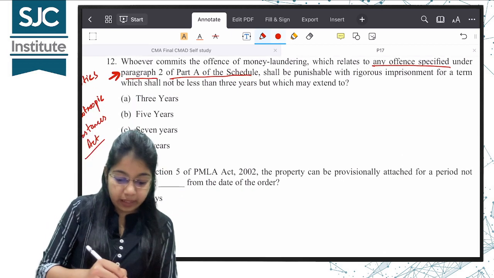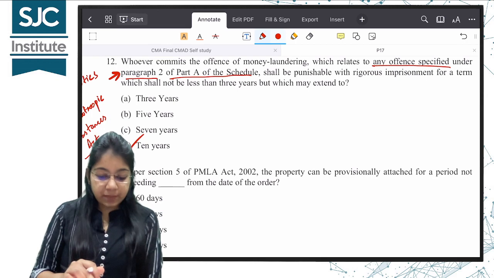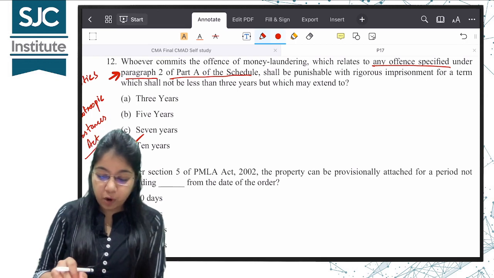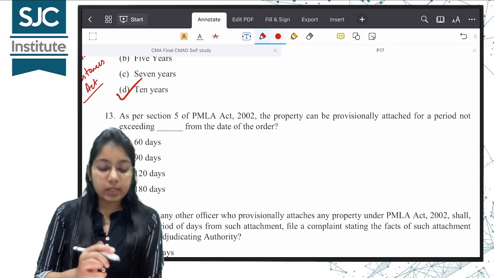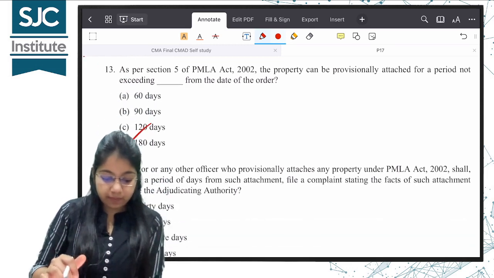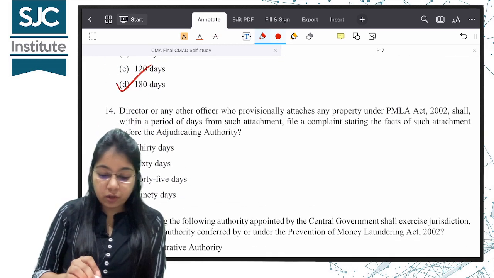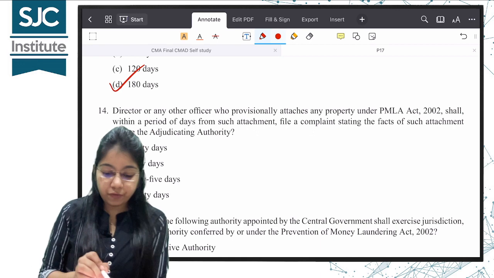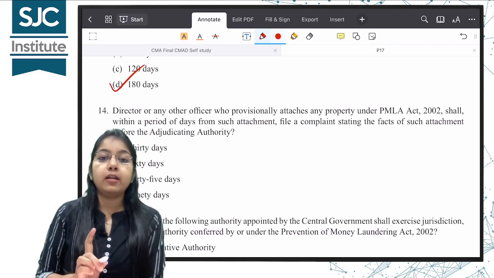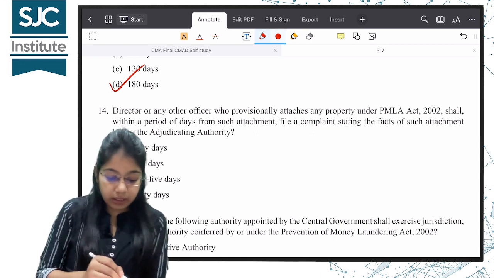to 10 years. As per section 5 of the PMLA, the property can be provisionally attached for a period not exceeding how many days? 180 days. Director or any other officer who provisionally attaches any property under the PMLA Act 2002 shall within a period of how many days file a complaint with the adjudicating authority? 90 days.